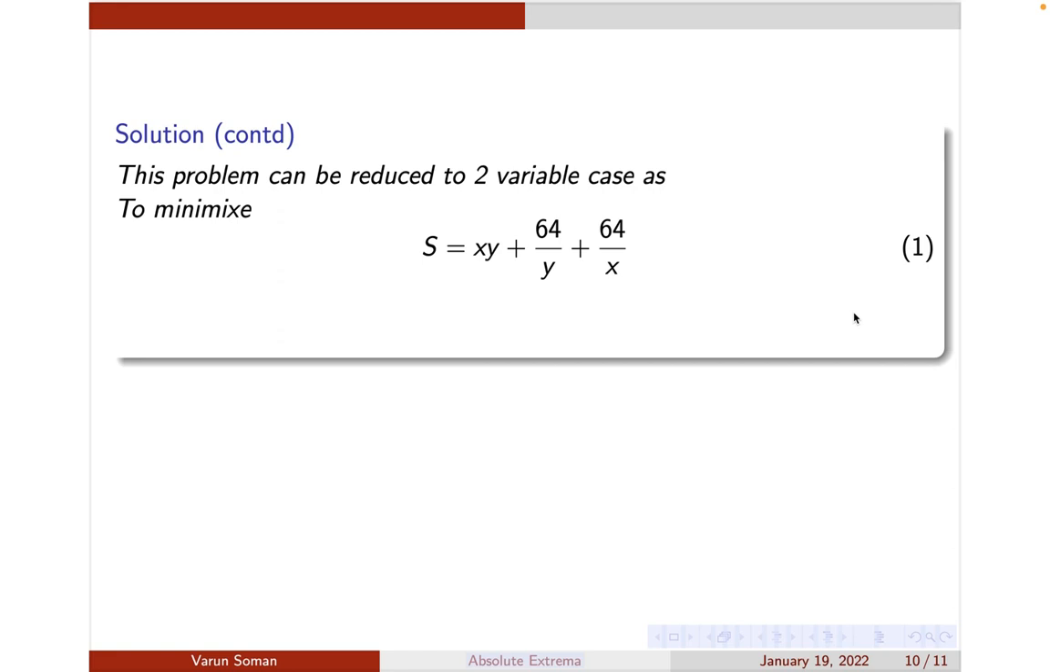So how will you find it? You find the critical points. For that I need Sx, I need Sy. What is Sx here? Sx is actually y minus 64 by x square, because the derivative of 1 by x is minus 1 by x square. Similarly Sy is actually x minus 64 by y square. So you have to equate both of them to 0 and try to solve them. So what will you get?